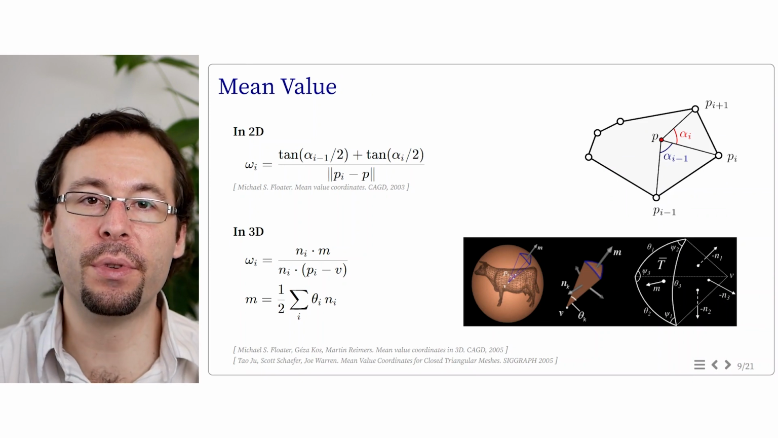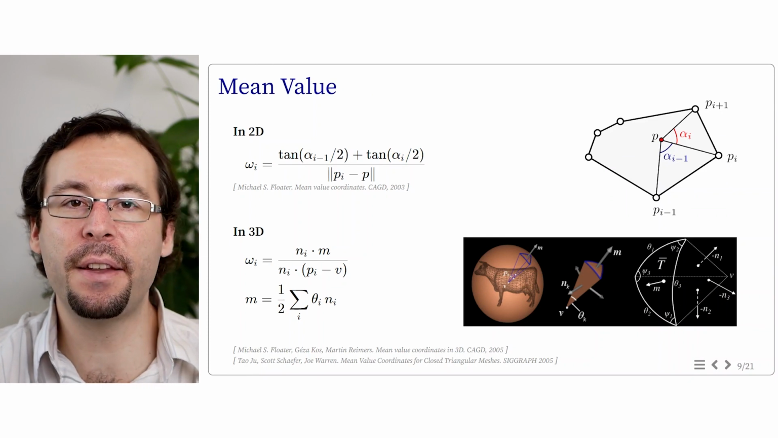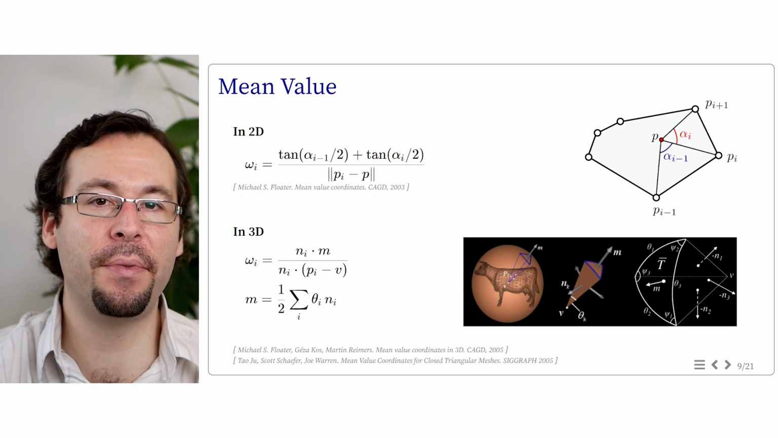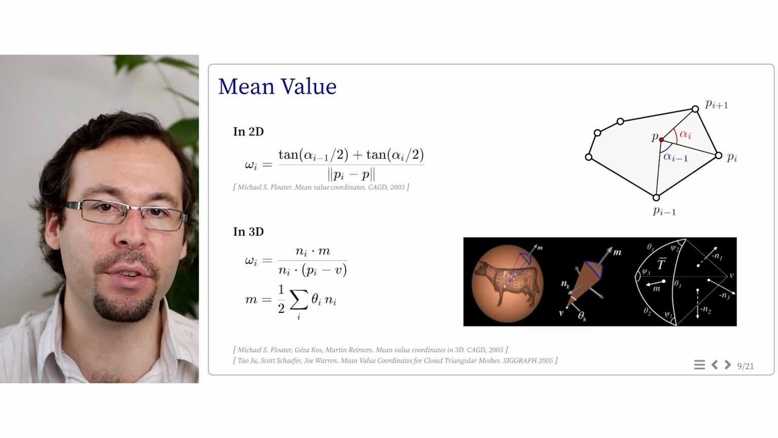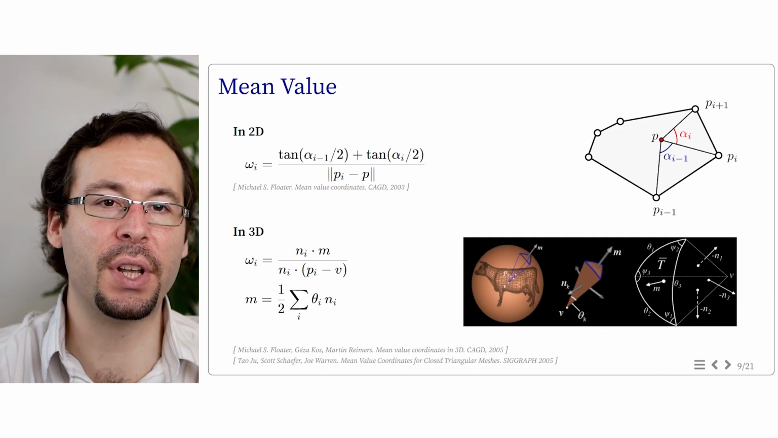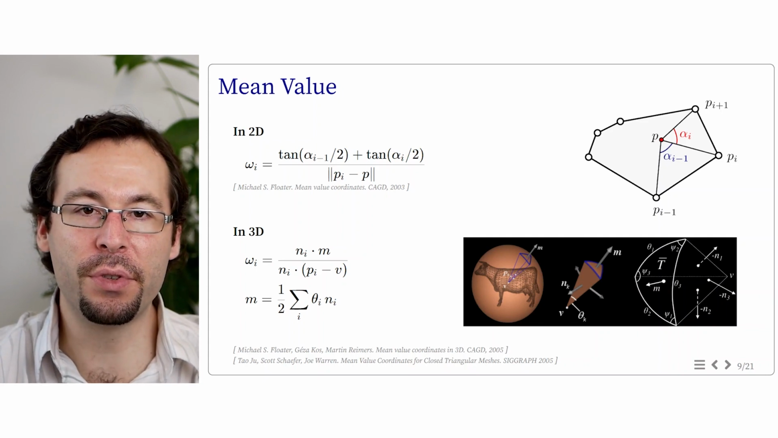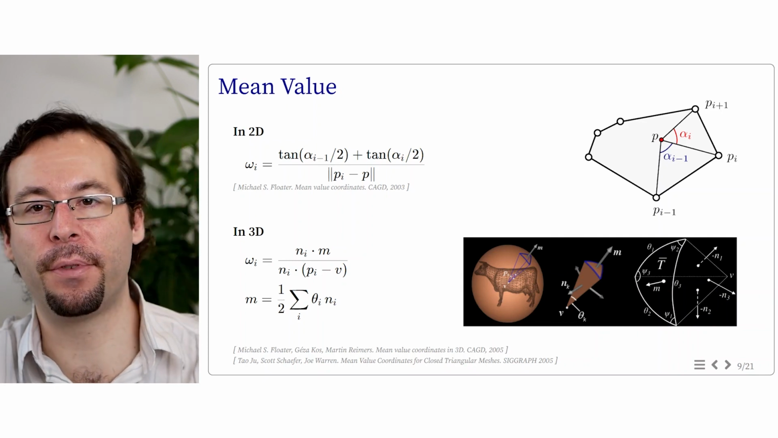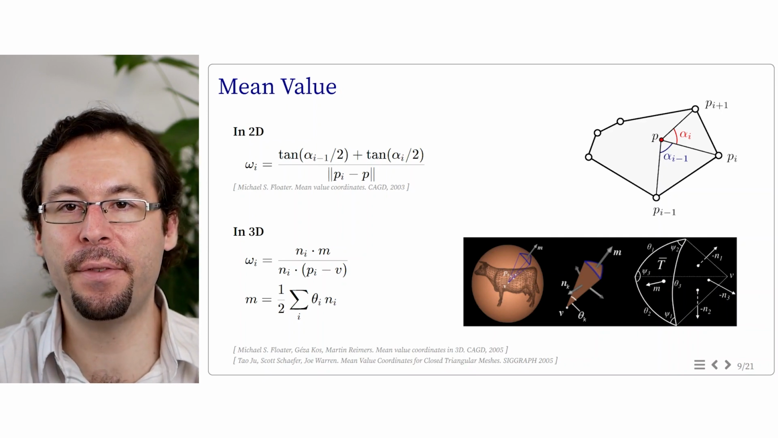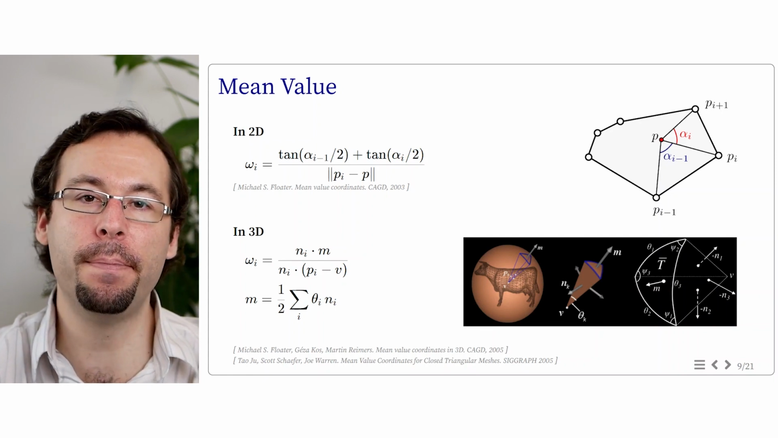A much more commonly used approach is the use of the mean values. In 2D, the mean value coordinates can be expressed as follows. We have omega i equal to tangent of alpha i minus 1 divided by 2 plus tangent of alpha i divided by 2, and these tangents are divided by the norm between Pi and P. And we are going to see in the next slides where this expression comes from. These coordinates were proposed in 2003 in the 2D case, and their generalization to 3D was proposed in 2005 by two different groups in parallel, actually.